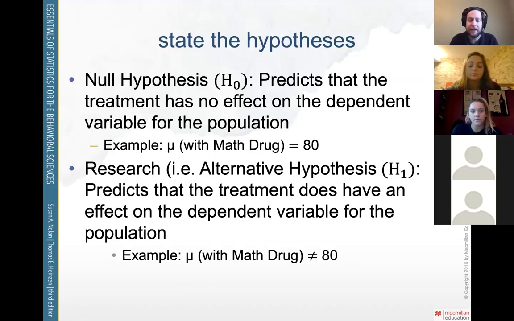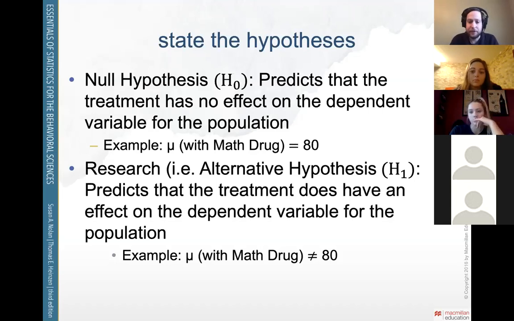Mu greater than 80 would be consistent with this. If you run the math test with people that take the drug and they score greater than 80, then that's consistent with the research hypothesis. Or alternatively, if you give people the math drug and it causes them to do way worse, and they get like a 70 or 60, then that would also be consistent with this research hypothesis, because all the research hypothesis is saying is that people that take the math drug are not going to score 80. It's either going to be higher than 80 or lower than 80.